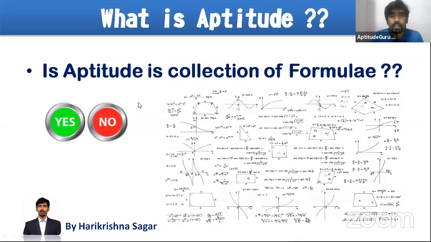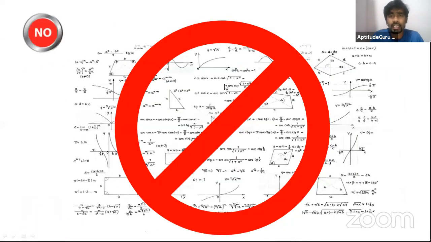Why? Because if you think aptitude is a collection of formulas, definitely you are wrong. If aptitude were a collection of formulas, you could memorize some formulas and crack any kind of aptitude test. Aptitude is not a subject. Whoever is attending the sessions and whoever is starting out to crack aptitude, this session is going to be more helpful for them, and for the others too. So definitely we can say aptitude is not a collection of formulas. Don't think that aptitude is all related to a collection of formulas.